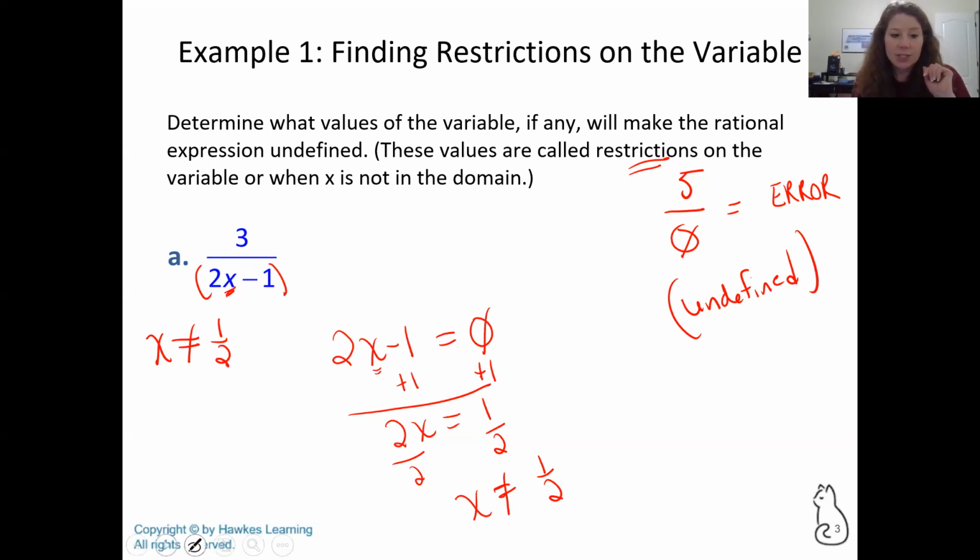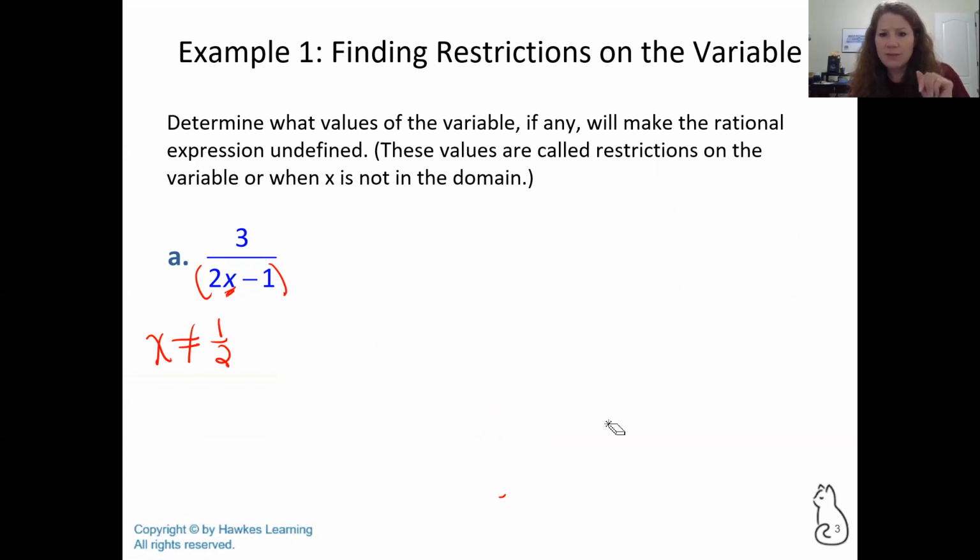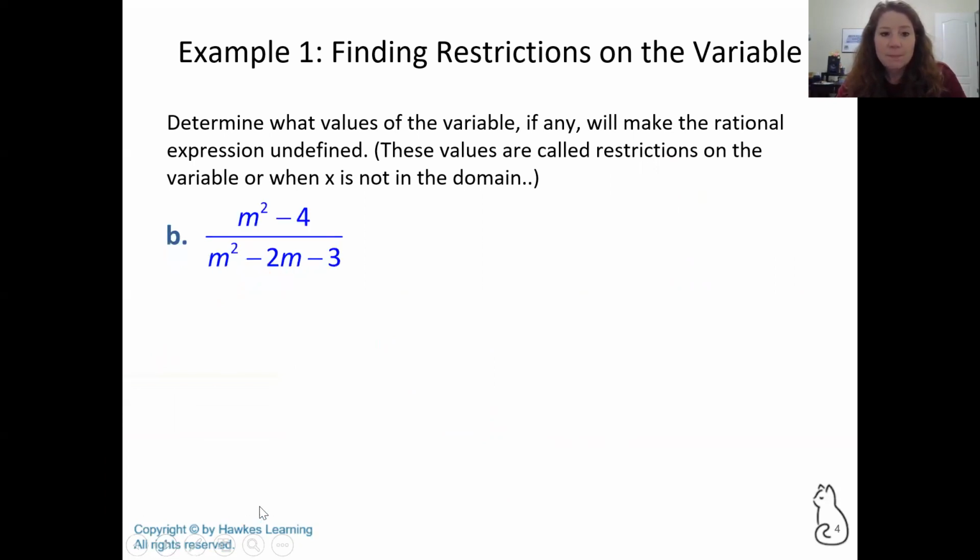Actually, let me just see what the rest of the directions say. So the restriction is that x is not allowed to be 1/2. All right, and then I'm going to answer the rest of the question. So it says, determine what values, if any, will make the rational expression undefined. Okay, so that's all we had to do on this particular problem.